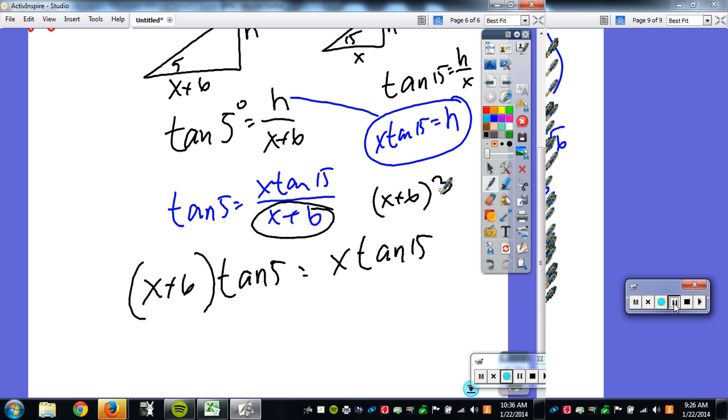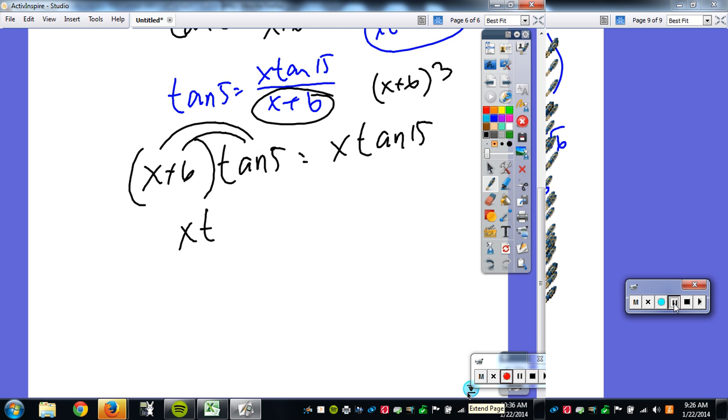Do I want you to put that in your calculator to think what that is? No, I don't. Not yet. Okay? You're there with me. Okay, onward. Now I'm going to distribute that through. So I have, notice, x. Tangent of 5 plus 6 tangent of 5 equals x tangent of 15. Everybody understand how I got to there?